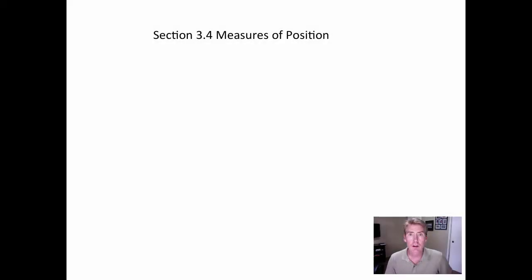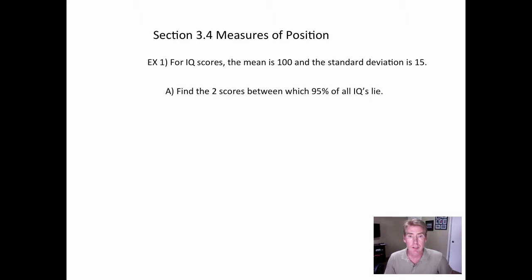Section 3.4 on measures of position. Well, it's known that IQ tests are made up so the mean is 100 and the standard deviation is 15. It's also known that the scores have a normal distribution, or a bell-shaped curve. Part A, find the two scores between which 95% of all IQ scores lie.